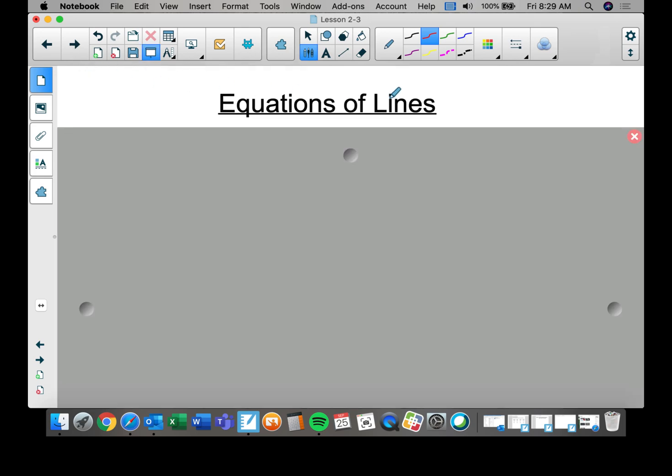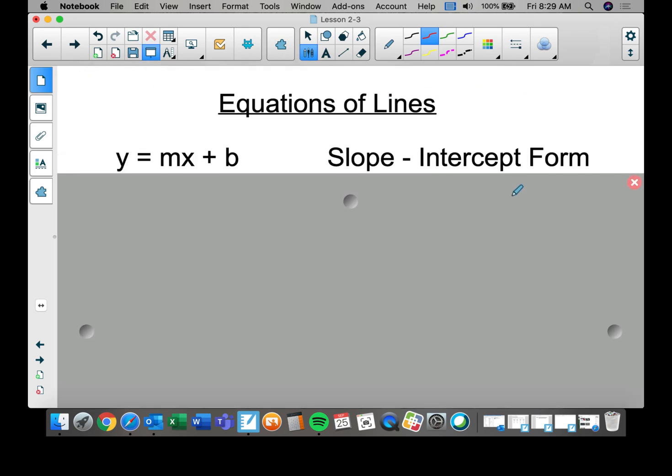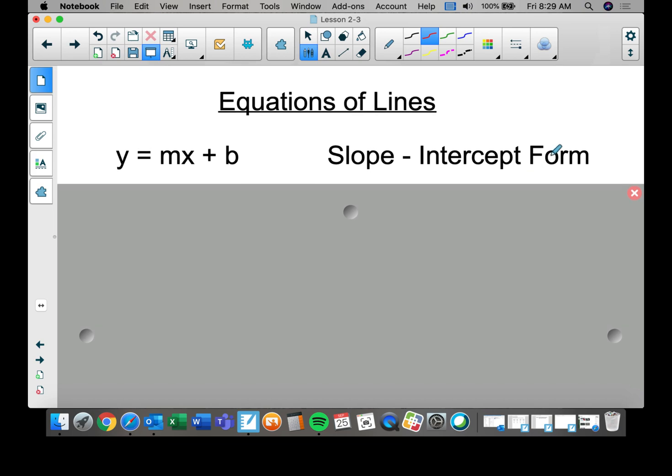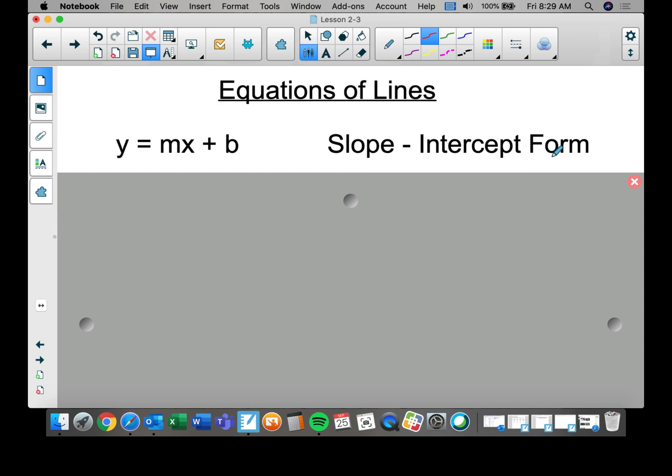So if we keep going, here are your different equations of lines. The one that you're probably most familiar with is slope-intercept form. This is the one we're starting off with. This is the one you use the most often. One of the things you always do is try to put it in y equals form. Then you can very quickly look at what the slope is and what the y-intercept is.